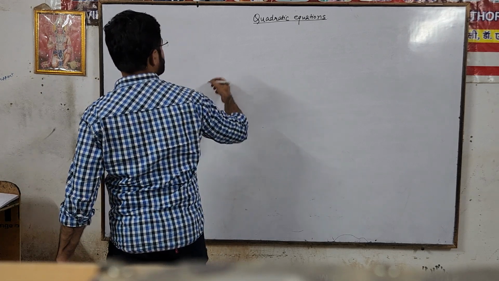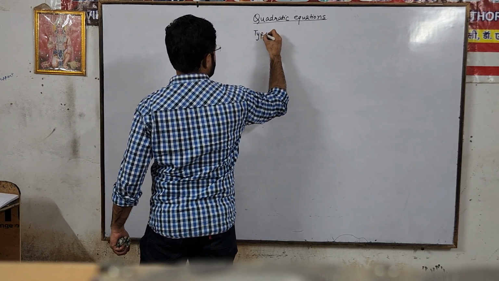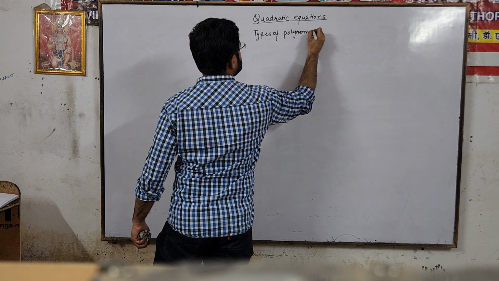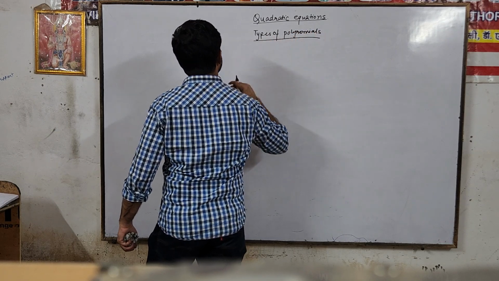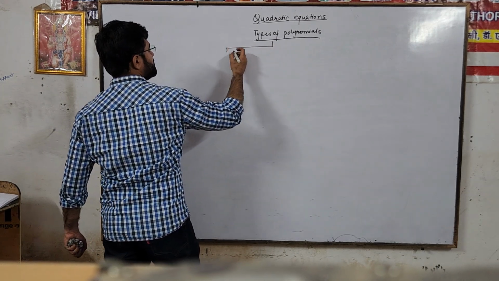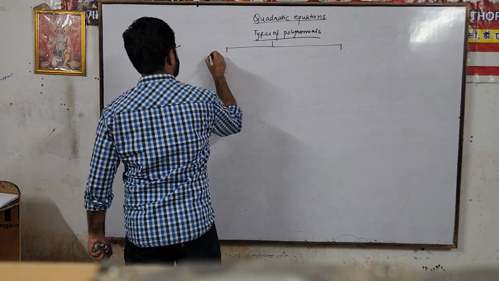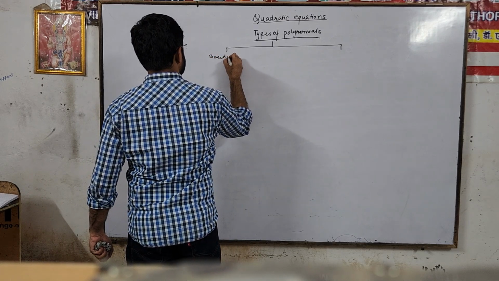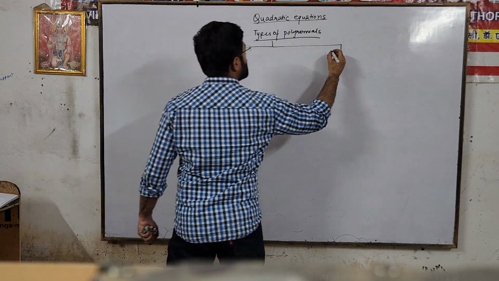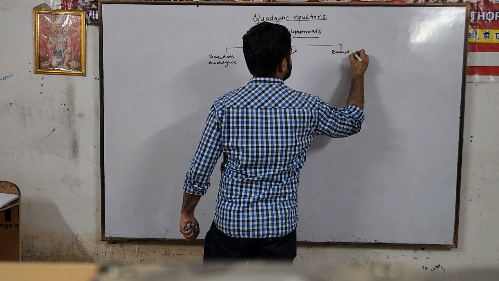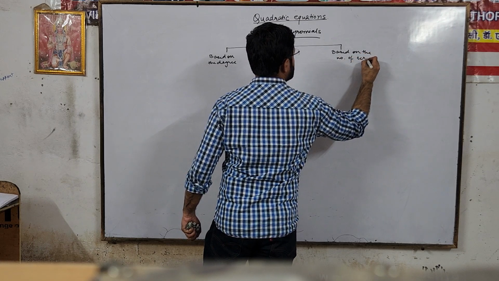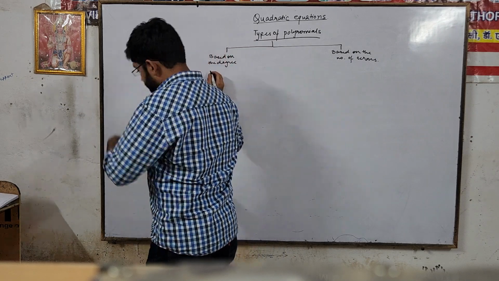Now let us start with the types of polynomial. Now we are going to classify polynomials into two types based on two categories. First is based on the degree, and the second is based on the number of terms. Okay?